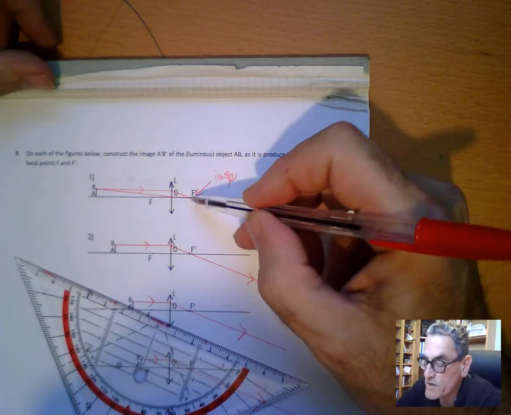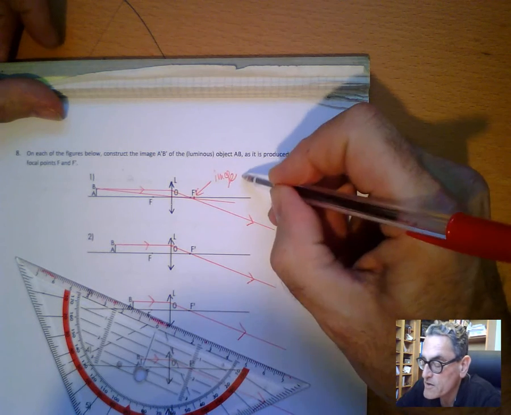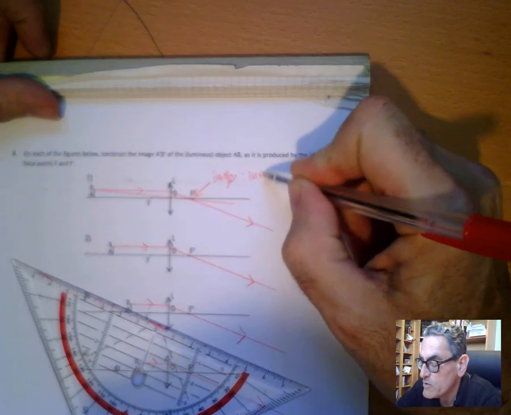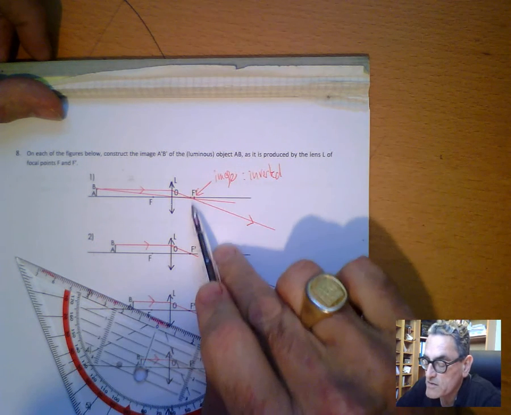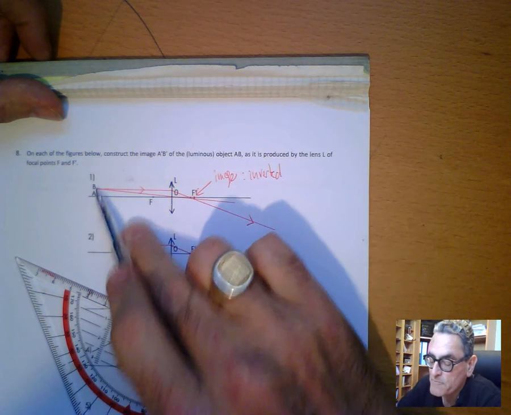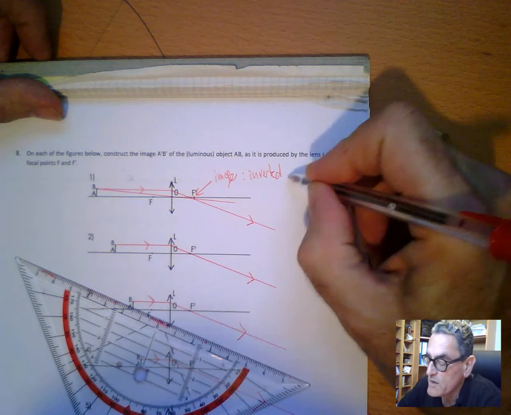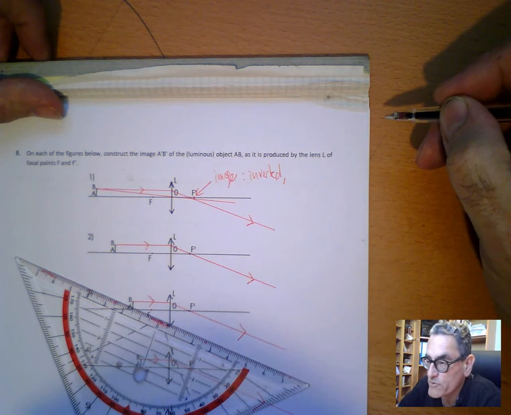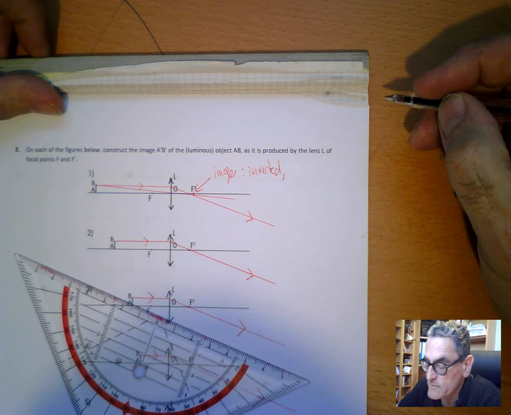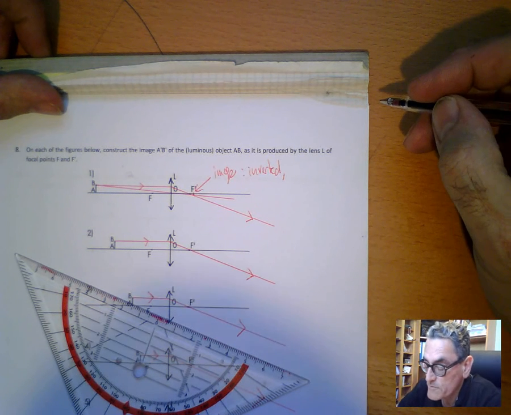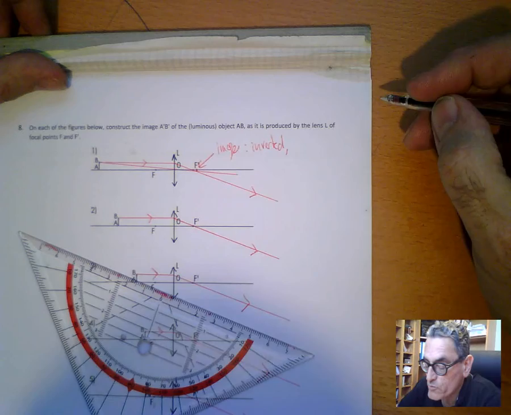This image, we say it's inverted because it's below the optical axis. If this is up, this one is down. And is it real or virtual in your opinion? Is it real or virtual, this image? What would you say? I don't know. You don't know. So what was the rule?